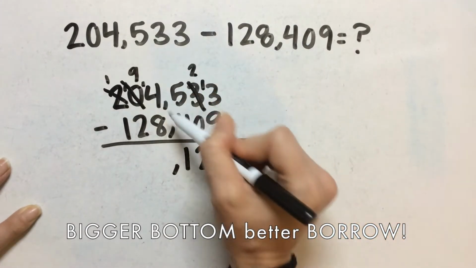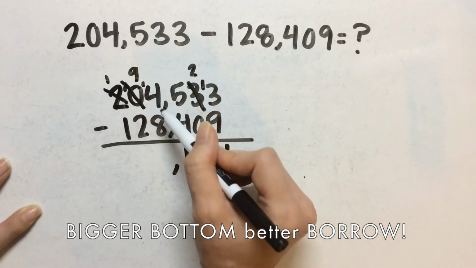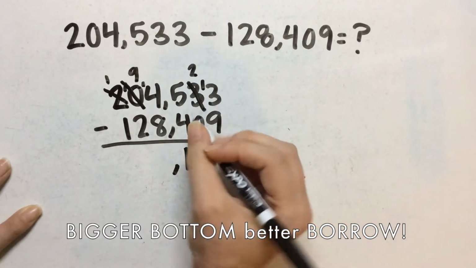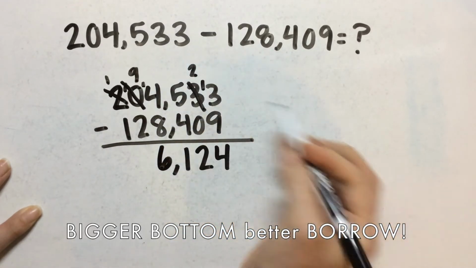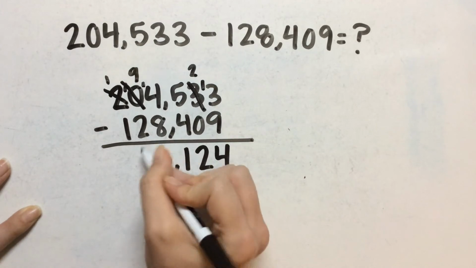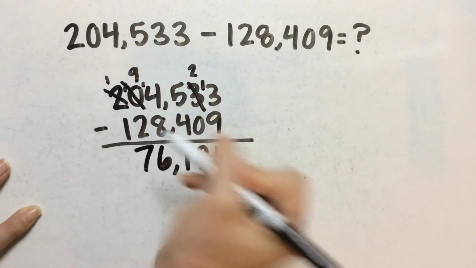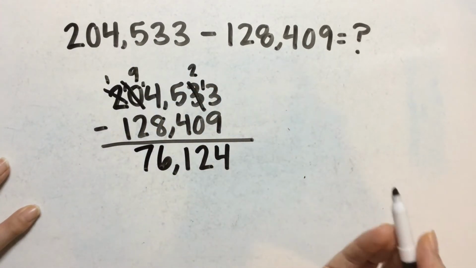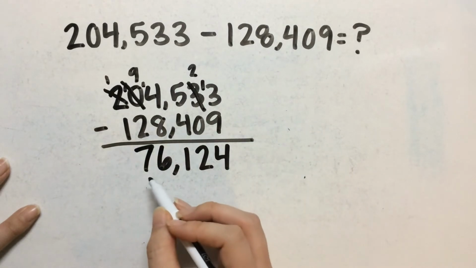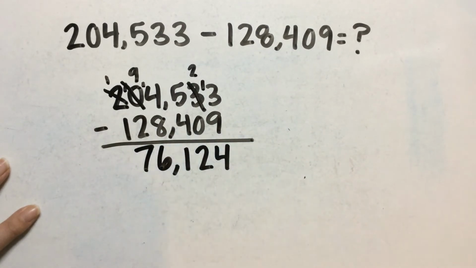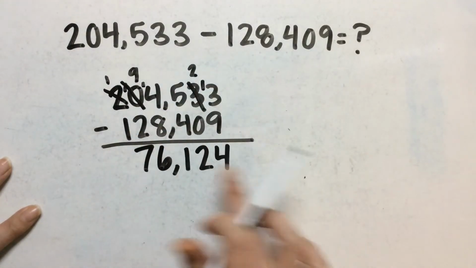So now that it's 14, I can take 14 minus 8, which gives me 6. And 9 take away 2 gives me 7. And 1 minus 1 is just 0, and I don't have to write that 0 there. So it's 76,124, which actually lines up with our problem earlier in the adding whole numbers video.